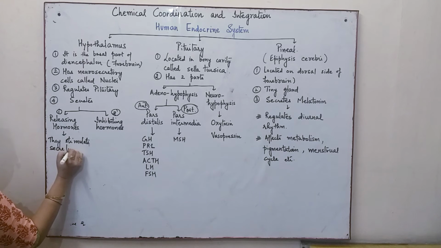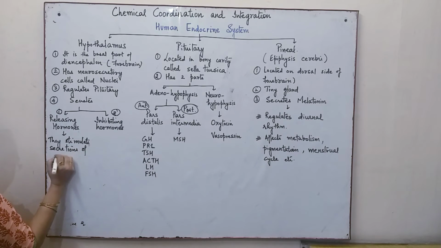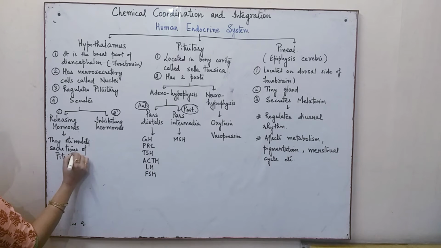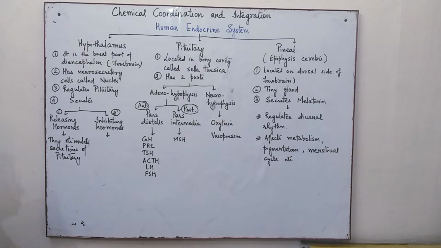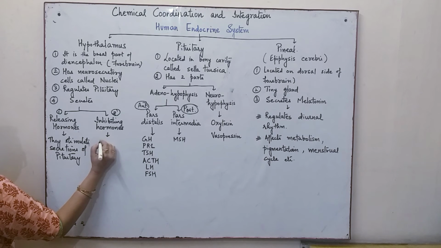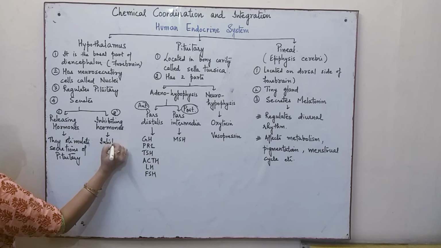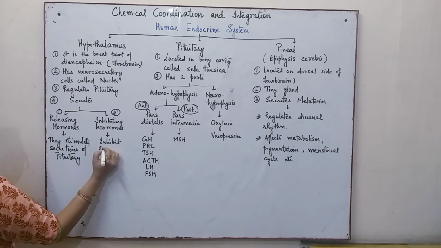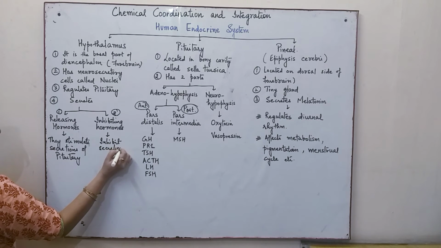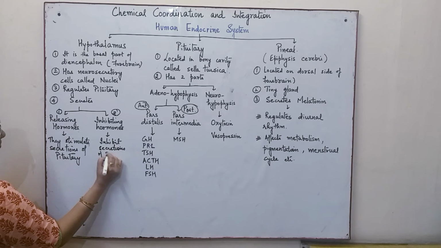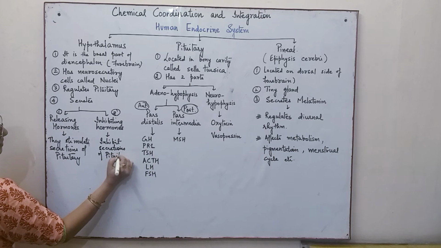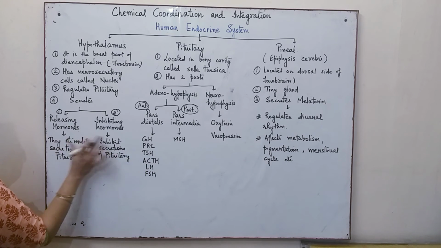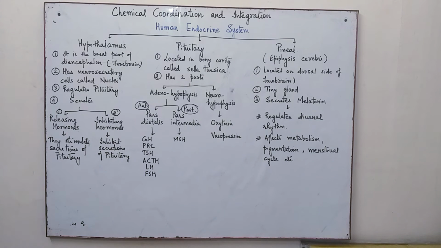secretions of pituitary. Whereas the inhibiting hormones actually inhibit or reduce the secretion. So they inhibit secretions of pituitary. Both are opposite in action.